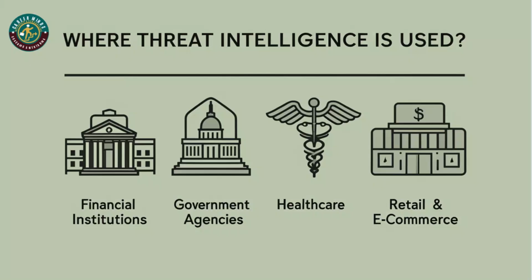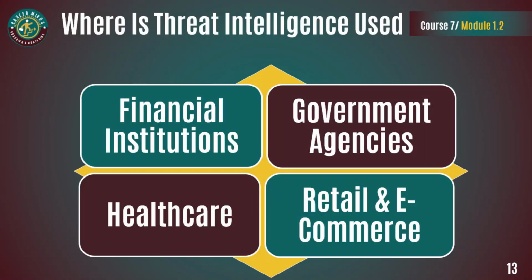So, where is threat intelligence actually used? Let's take a look at some real-world sectors. Number one sector is financial institutions. This is where you prevent bank fraud and phishing attacks using threat intelligence. And then with government agencies, they use it for national security and protecting public infrastructure.